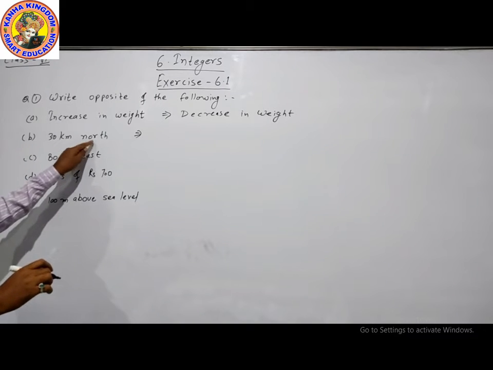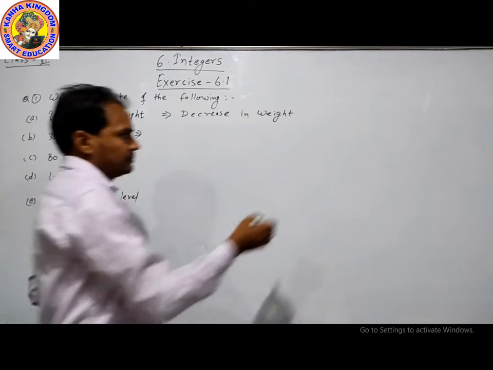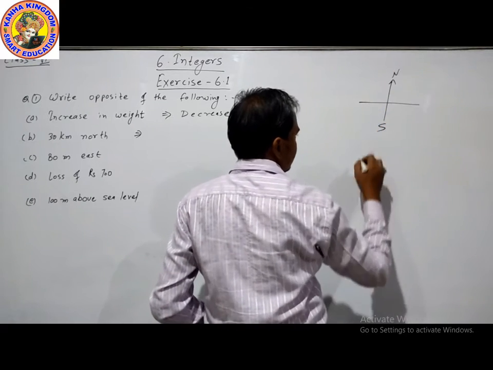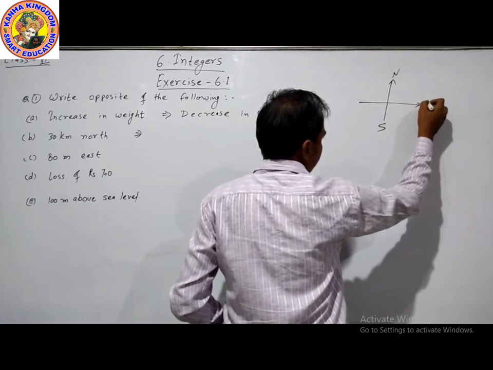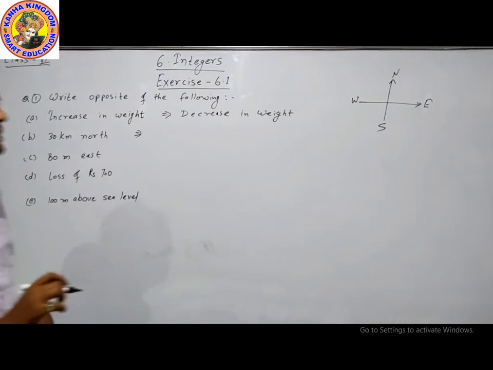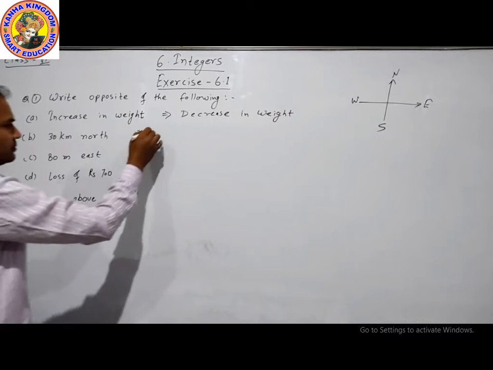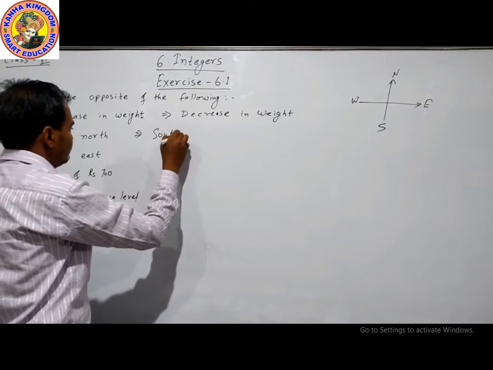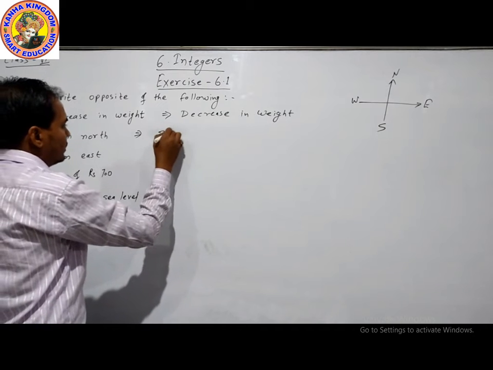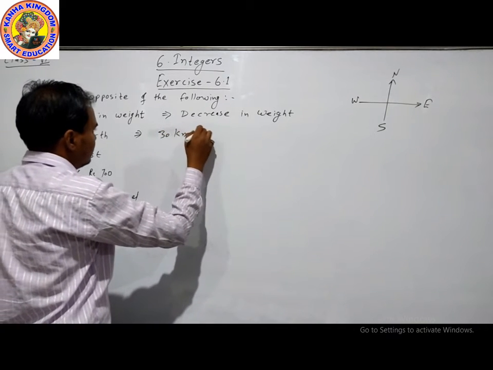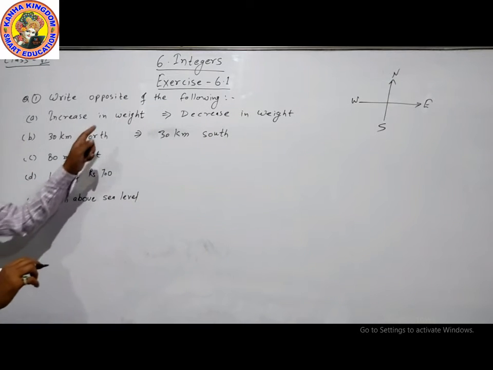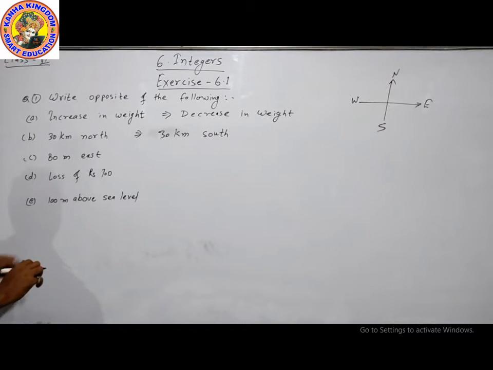30 km north, the opposite of north. This is our north, so the opposite is south. This is our east, then this is west. The opposite of north is south. 30 km north, the opposite is 30 km south.